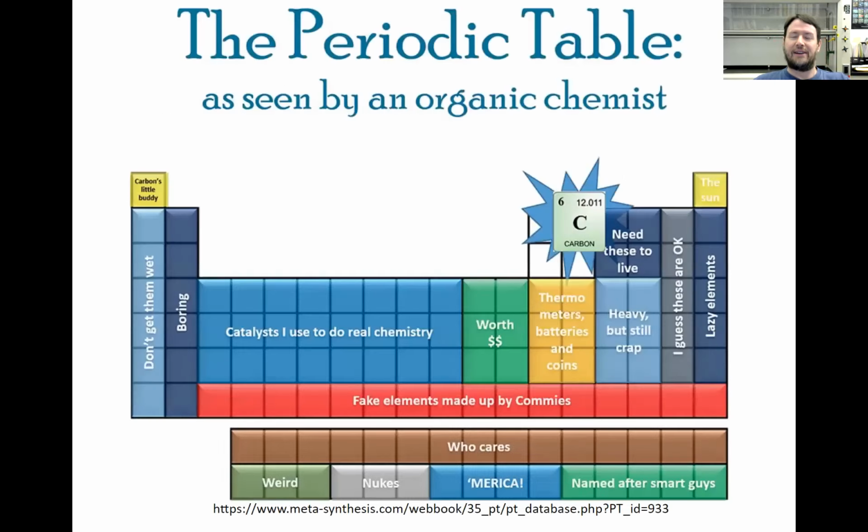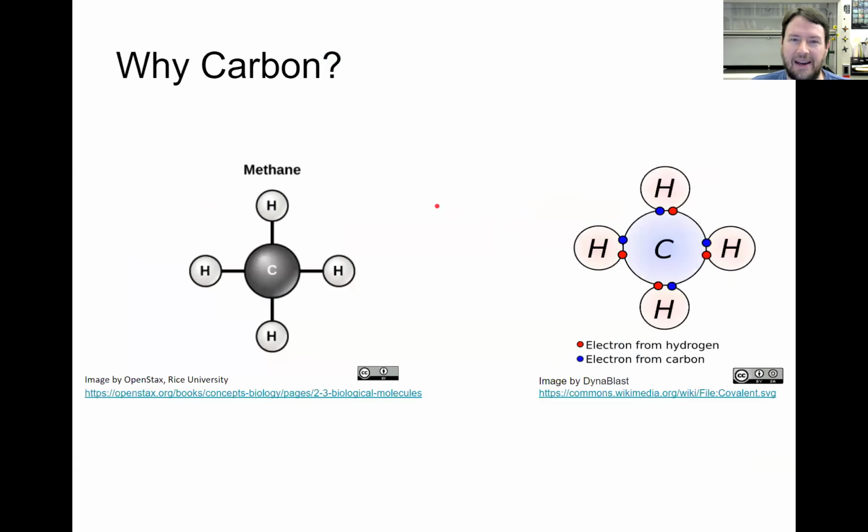Okay, so here is the periodic table as seen by an organic chemist. I think I've already shown this to you at least once. But the big star of the show here is carbon. Carbon is the special atom in the second row, basically in the middle of the periodic table. Why carbon? Why is it so important?